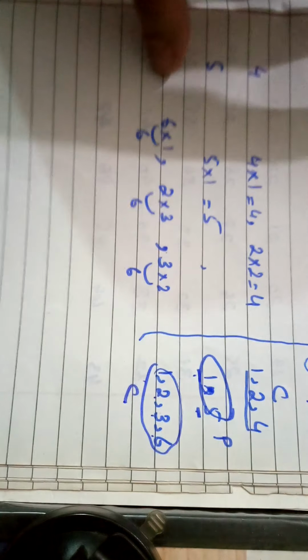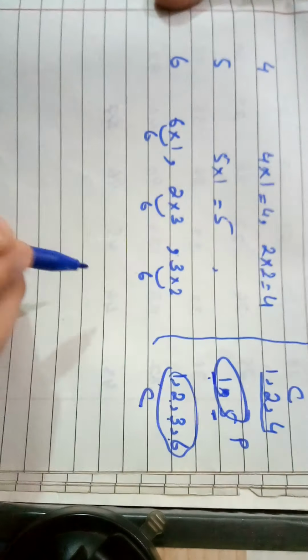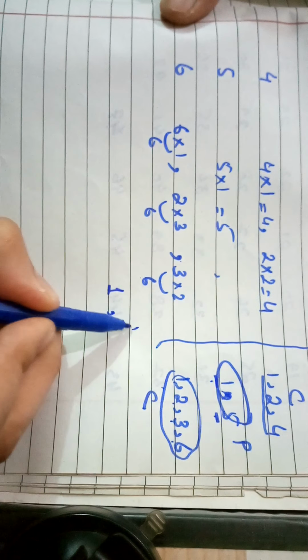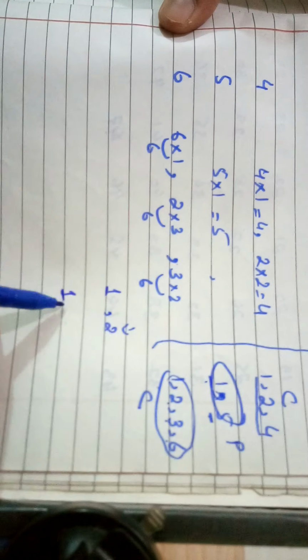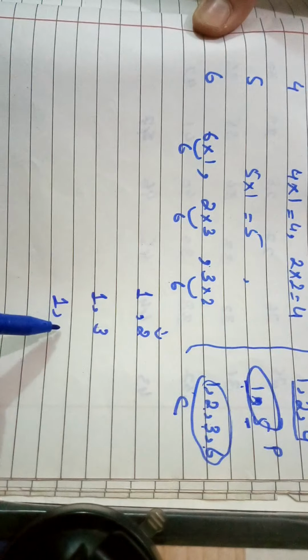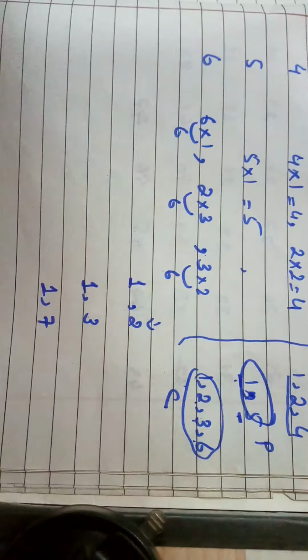So this makes the definition clear: a prime number has only 2 factors, 1 and itself. Suppose we consider the prime number 2, its factors are 1 and 2. If I consider the prime number 3, its factors are 1 and 3. If I consider the prime number 7, its factors are 1 and 7, so it is a prime number.